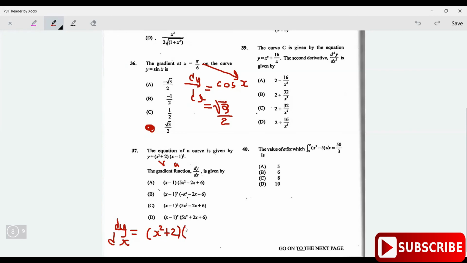Du works out to be, carry down the power of 3, subtract 1 from the power, x minus 1, all square, plus u dv. So write down our x minus 1, all square, and then this is multiplied by 2x. Now I noticed that both of them have x minus 1 all square in common. So I'm going to factor out x minus 1 all square. What I am left back with in this bracket is 3x squared plus 3 times 2 is 6.